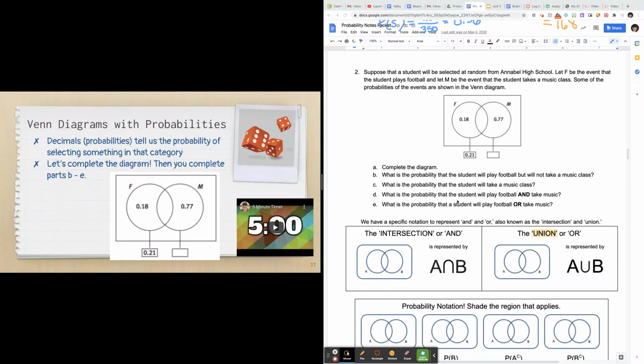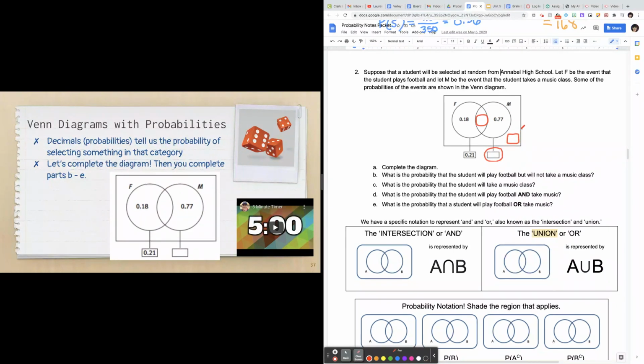Okay, so here we're talking about students who play football and students who take a music class, right? So there's going to be some students that do both, some that do one or the other, and then some that do neither. Okay, so we have a couple of missing values that we need to fill in here. We need to fill in this missing probability. We need to figure out what the total probability is for the students who are in music. And then we also need to figure out what this probability is right here.